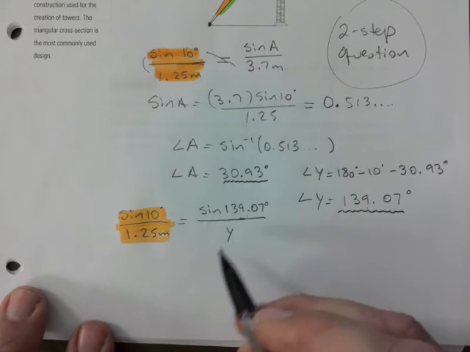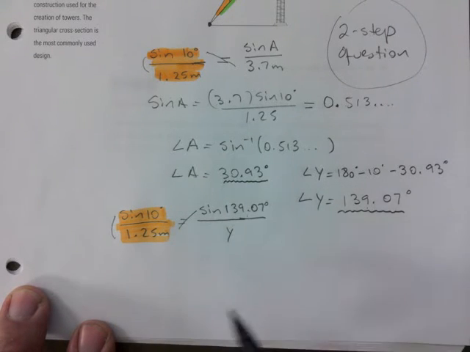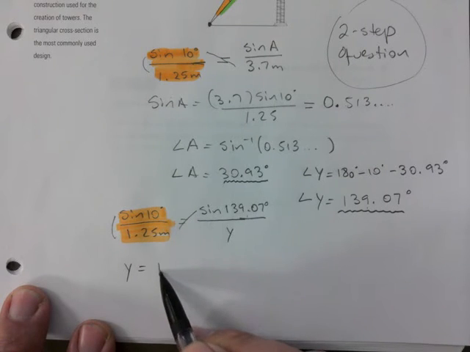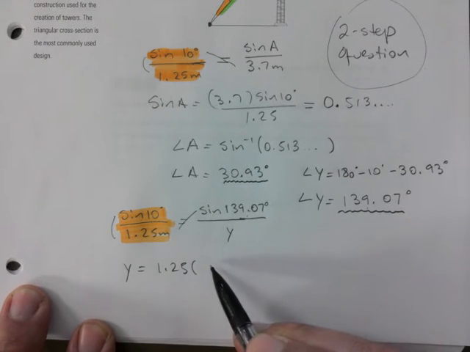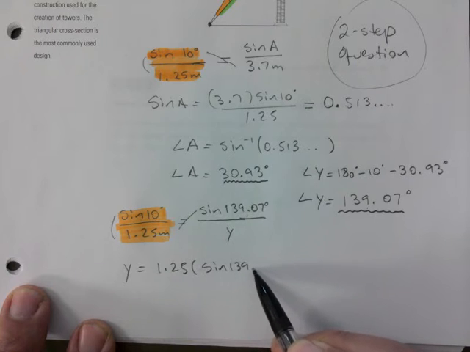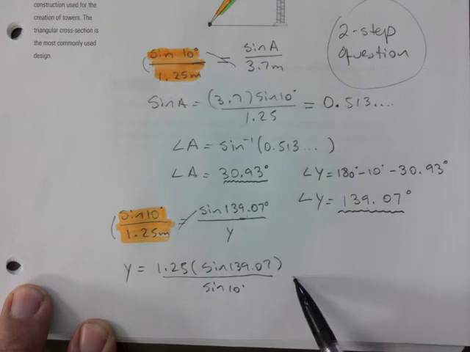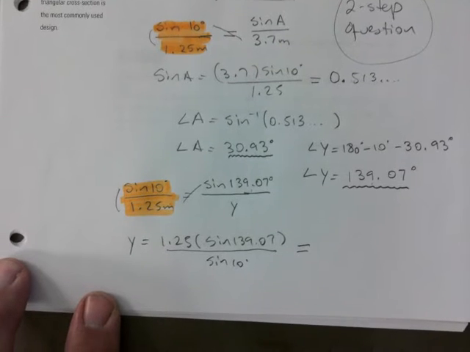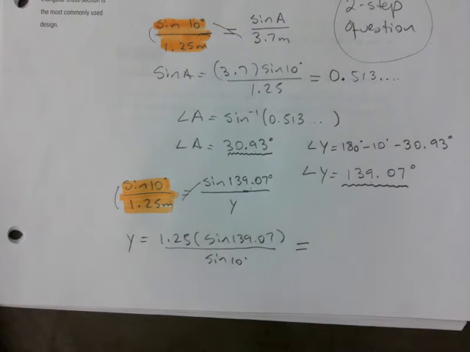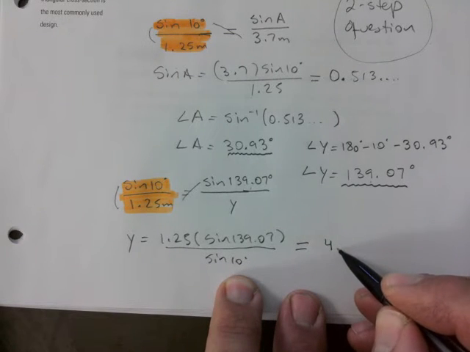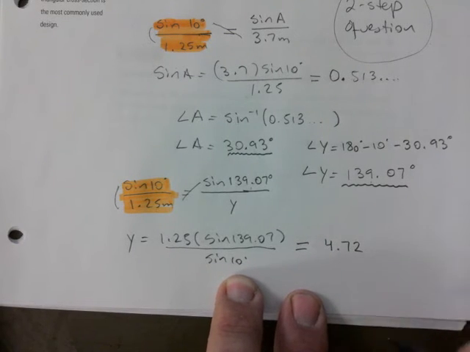To make sure you understand, cross multiply and divide. In this case, you're solving for a side, okay? So you go 1.25 times sine of 139.07 divided by sine of 10. I encourage you to type this in as I'm talking here. That's why I'm actually doing the same with you. And that is 4.72. And we are in meters, right?